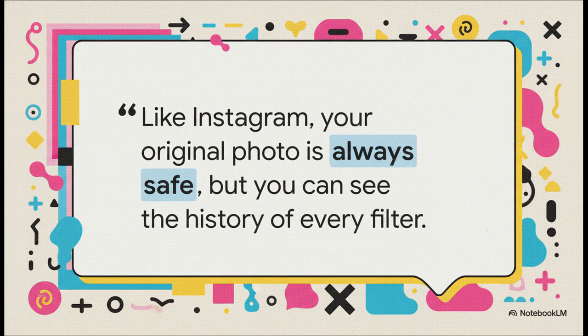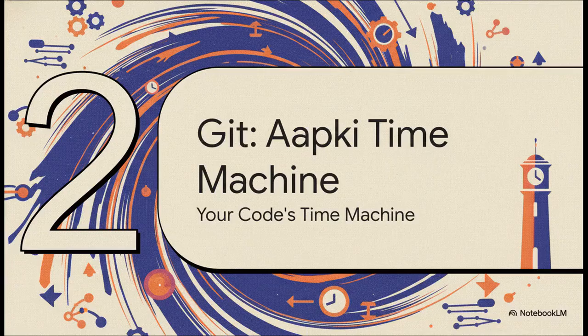I love this analogy because it just clicks. You can experiment, you can try out new ideas, you can even completely mess things up, all while knowing that you can just rewind and go back to any previous version of your project, perfectly safe and sound. Okay, so what is this magical tool? Well, it's called Git, and you can think of it as the actual engine that's powering your project's time machine.